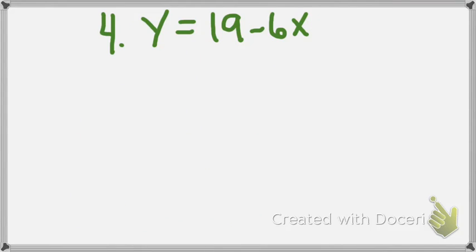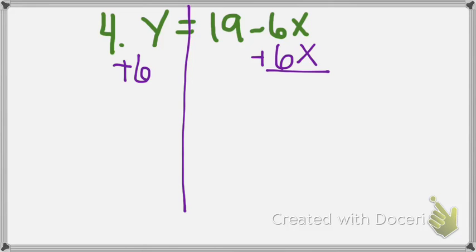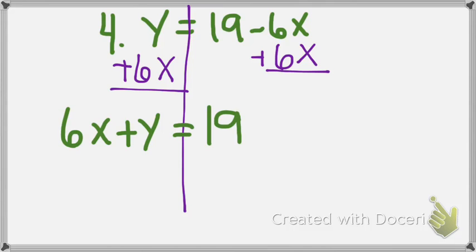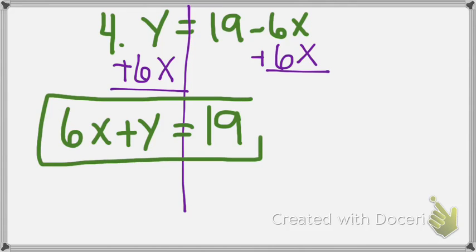Number 4. y equals 19 minus 6x. Again, we need our x and our y to be on the left side, so we need to add 6x to both sides. Remember that x needs to come first. 6x plus y equals 19. x is first, y is second. My constant term is on the right. There are no fractions, no decimals, no common terms, and my x is positive. So my equation is in standard form.